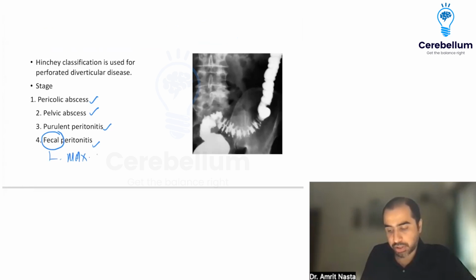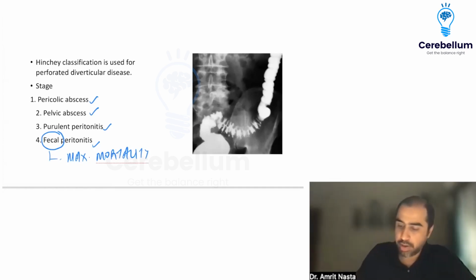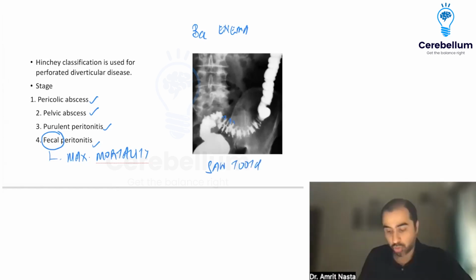What is the image that you see next? What is this image? क्या image है? Yeah, this is a barium enema. And this appearance that you are seeing, this is called sawtooth. Very good. Okay, this is a sawtooth appearance on barium enema.